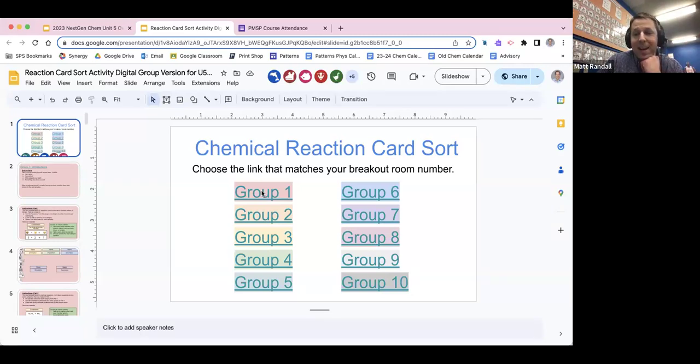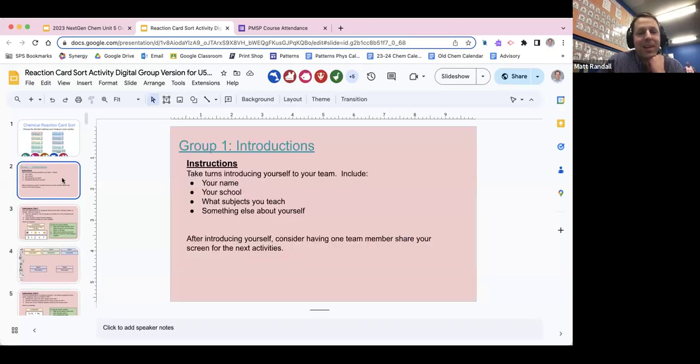We didn't know exactly how many to expect, so I have 10 groups, so it's a little more than we need. So the very first slide has instructions for introducing, and just would you take time to introduce yourself to your other team members, including the things that are saying there. And then the note on the bottom says, after introducing yourself, consider having one team member share your screen for the next activities. It is really helpful for people to access what we're doing.